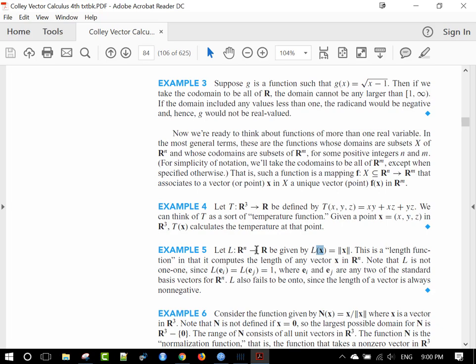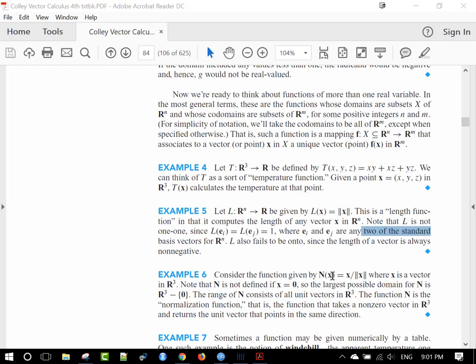And then they say, note that L is not 1 to 1. For example, these two, remember this means one of the basis vectors, and this is a different basis vector, but L will take both of them to 1, even when they're obviously not the same, for any two standard basis vectors. L also fails to be onto rather. The length of a vector is always non-negative, so negative values are not being hit.